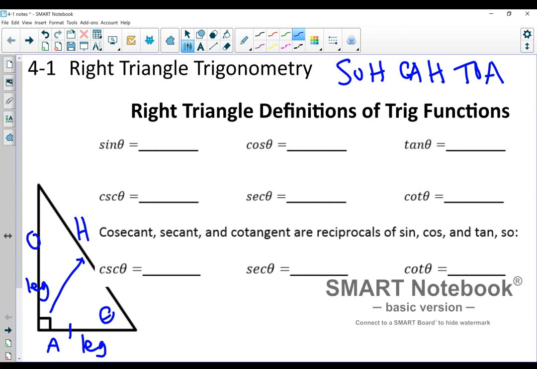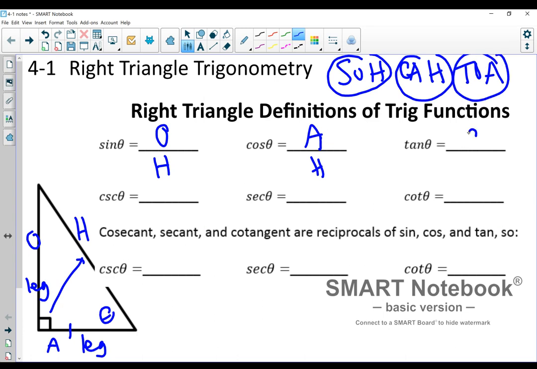If we were going to put theta up at this corner instead, my hypotenuse would remain the same, but the opposite and adjacent legs would switch. And that's going to create a lot of the patterns that we see for trig functions. So SOHCAHTOA means sine is my opposite over my hypotenuse. So sine of theta equals O over H. Cosine of theta is my adjacent over hypotenuse, so A over H. My tangent of theta is my opposite over my adjacent.